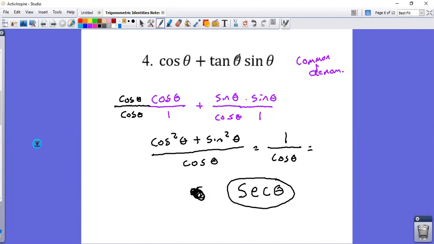So change them to fractions, change them to all sines and cosines. If there's addition, you have to have common denominators. Create that by multiplying top and bottom of whatever's missing, then combine and reduce.